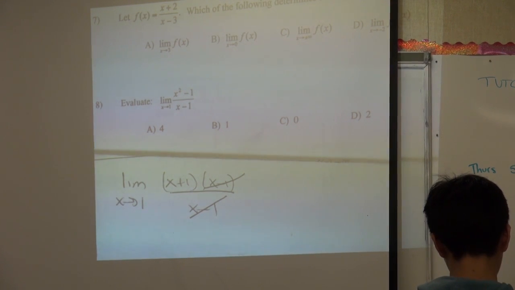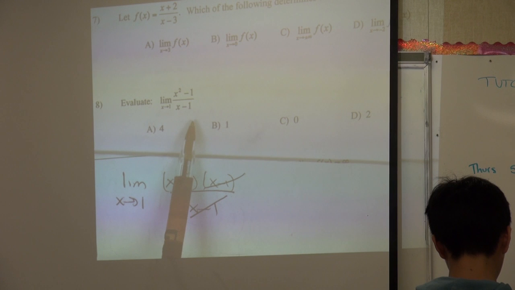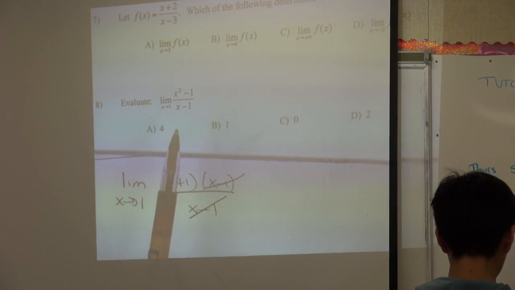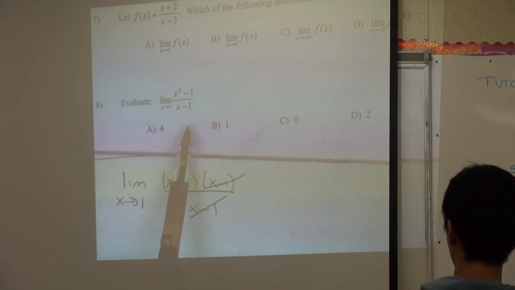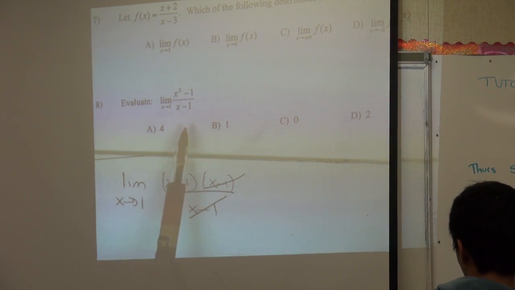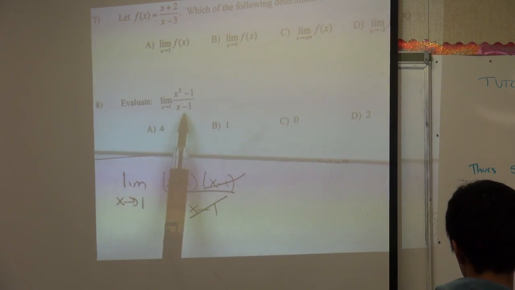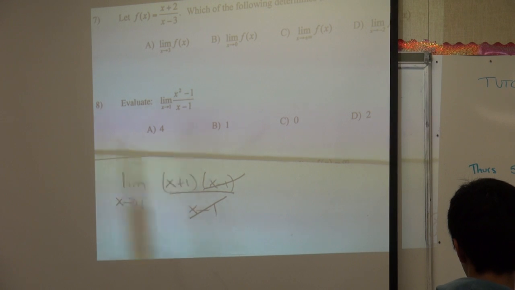Here's what's happening that many of you are doing wrong. You're plugging the 1 in at the beginning. But then you're showing a confusion in your understanding of numbers. If I plug in 1 right here, what happens in the denominator? 0. Anything divided by 0 is undefined. Is undefined even an answer choice? No.